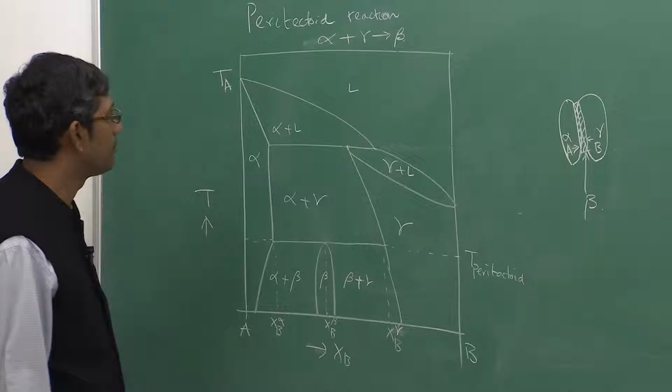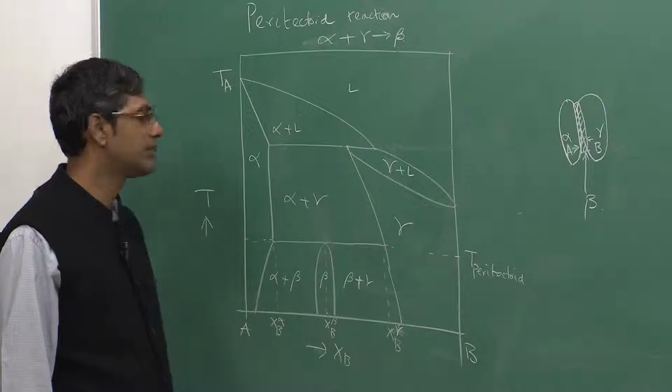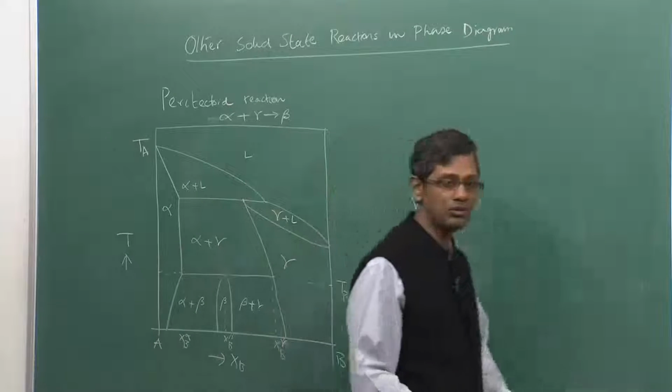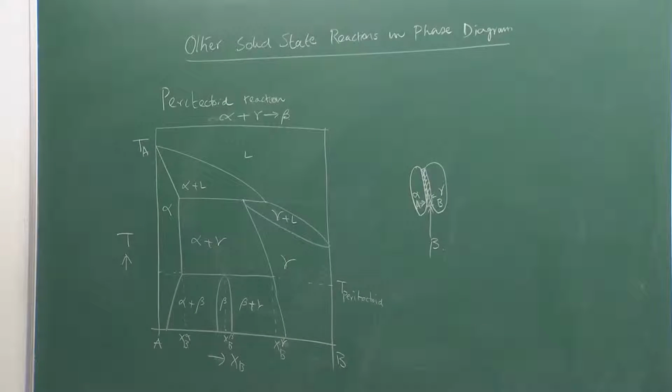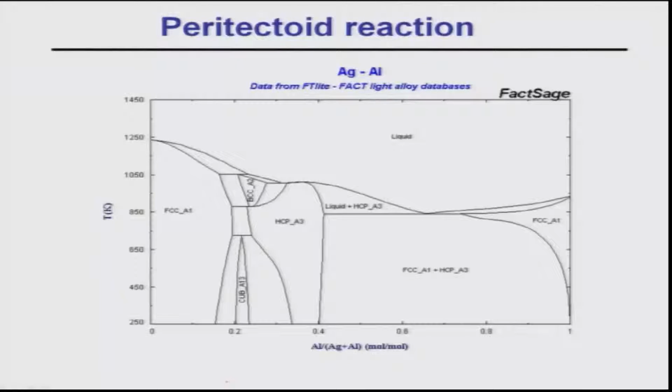Now, as I told you, peritectoid reactions are not widely seen. So, I am just going to tell you about some of these phase diagrams. The first one is the silver aluminium phase diagram. This is an option from the FactSage free website. See, there are two peritectoid reactions here. First, let me discuss this one.